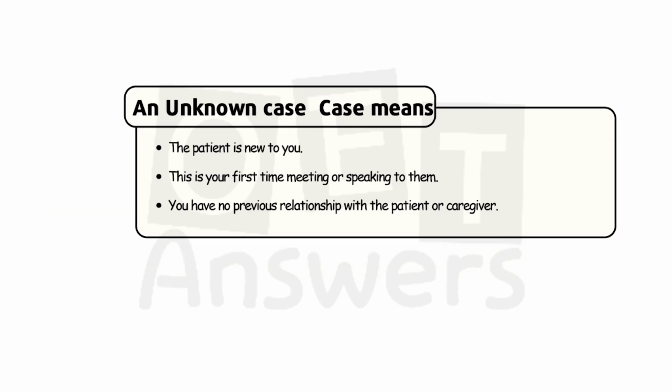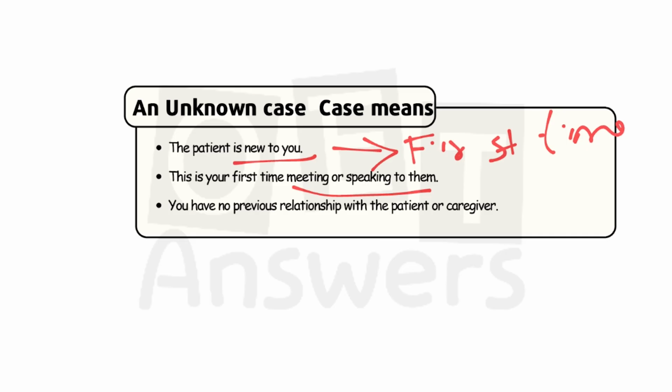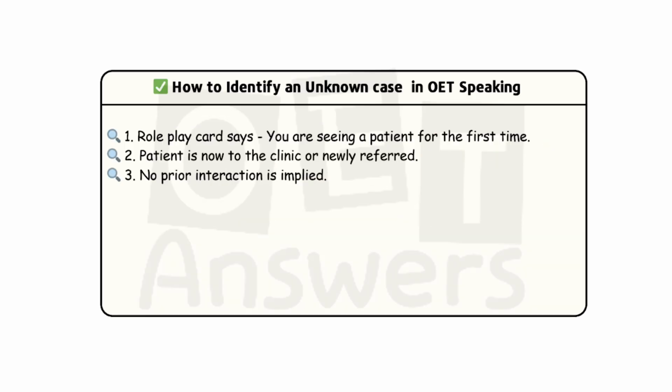Now, an unknown case means, for your better understanding, the patient is new to you. So this is the first time that you are meeting the patient. Second, this is your first time meeting or speaking to them, so you are starting a conversation at first. Then, you have no previous relationship with the patient or caregiver. You haven't seen the patient or the relative, and you aren't aware of them or their condition. These are the three points they have given to better understand the unknown case. Clear about it? So this is the guide on how to identify it.